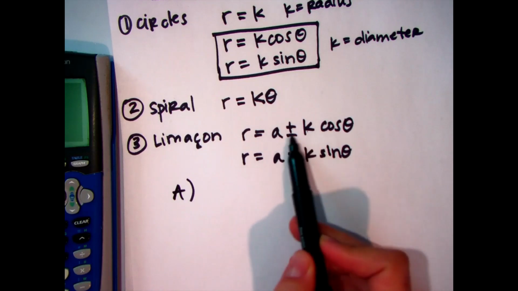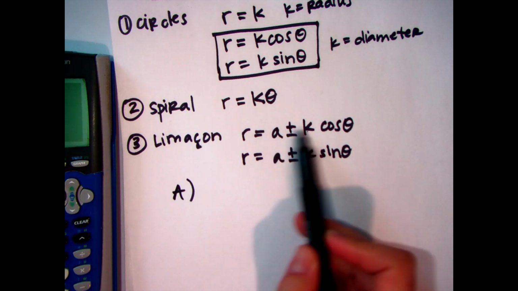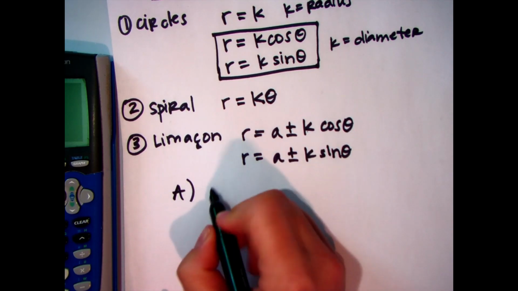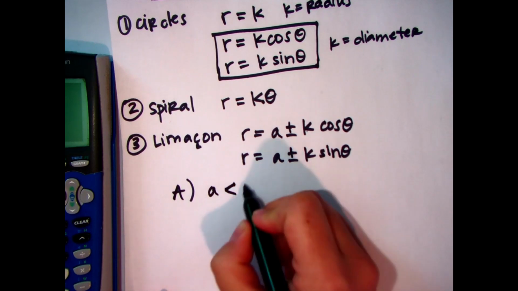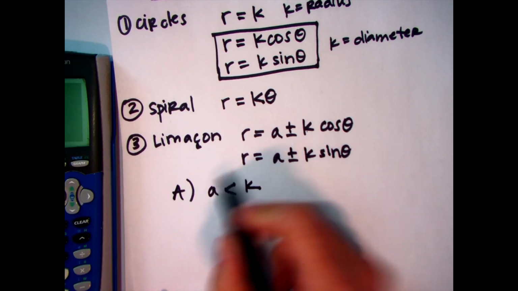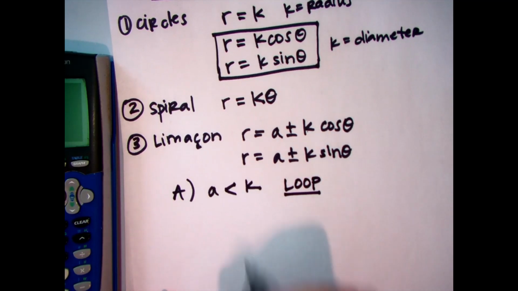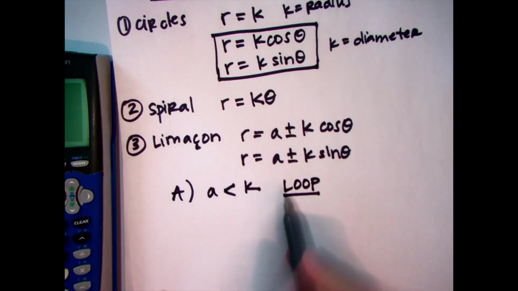Comparing a to k. We ignore the subtraction sign for right now. What we're just looking at is the true values of a and the true values of k. So if a is less than k, this type of function produces a looped limaçon. And I'll show you what I mean by that.